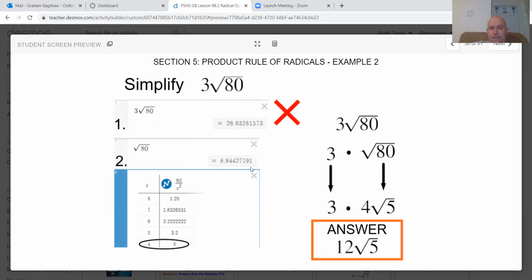So square root of 80, we get our decimal. We use our table to come up with the right answer to find 4 square root of 5. And then now we can combine terms. So numbers with numbers, so 3 times 4 would give us 12. So you still have to do that simplifying part like you did last lesson, but at the end you just multiply by whatever number is at the start of the question. I normally personally don't even type in the 3. I would just go straight to this step. And then if this is a whole number, I would just go ahead and times it by 3.